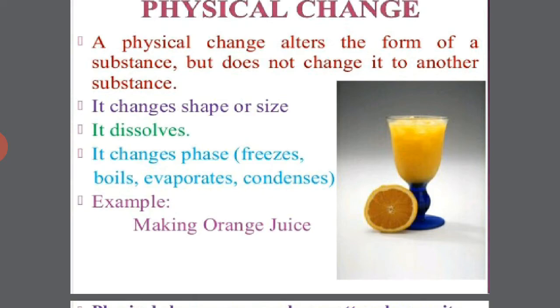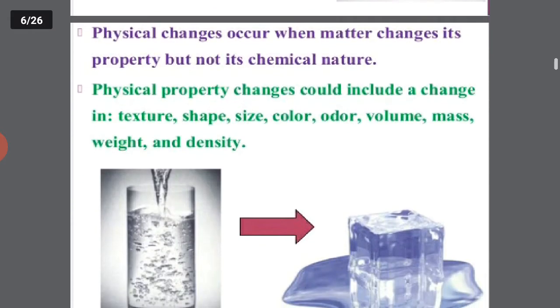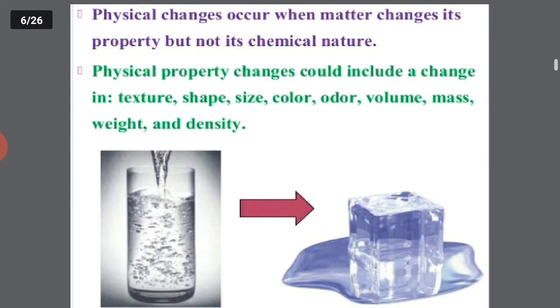Okay, it can change shape or size, it dissolves, it changes phase, freezes, boils, evaporates, condenses. Okay, got it? Making orange juice example is shown over there. So it's a physical change. Okay, let's discuss some more about this kind of changes.